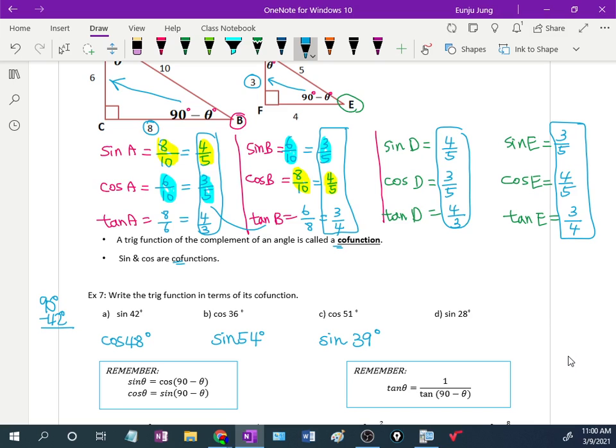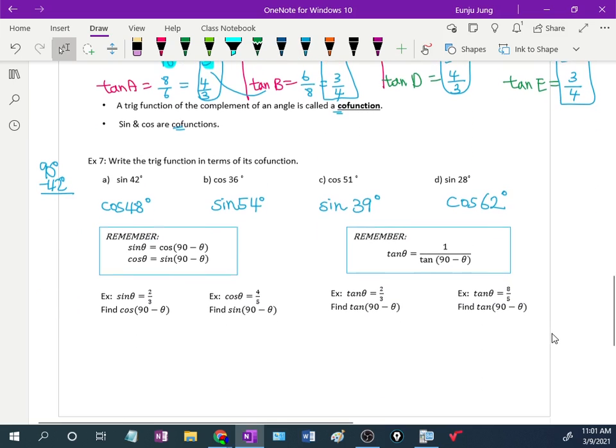Last one, sine 28 degrees is equal to cosine 62 degrees, okay? They have the same ratio. You switch angles in complementary angles and you switch sine and cosine, the values are exactly the same.